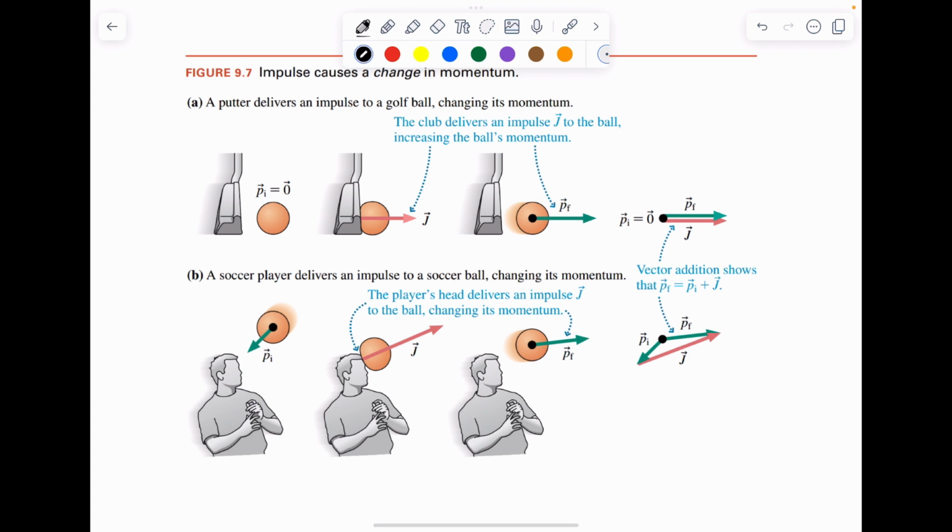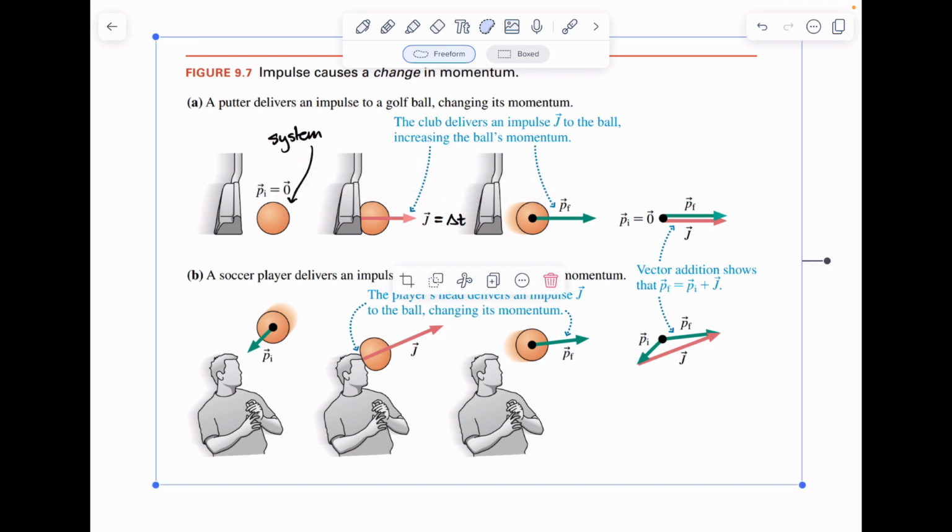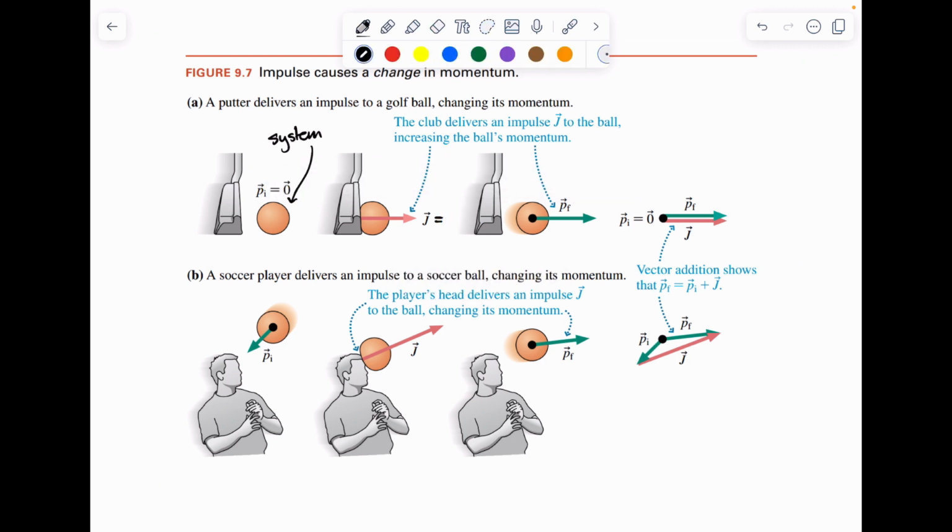Remember, if there is a net external force applying to the system, in this case, the system would be considered just the ball here. The golf club is applying a net external force over a small amount of time, and that gives us the impulse, right? I should just rewrite this here. So this is force times delta t, right? Remember, it's a vector.